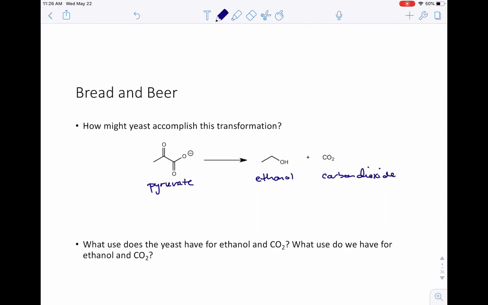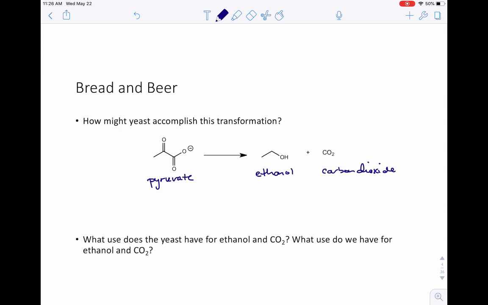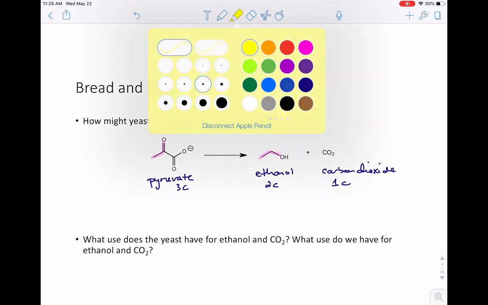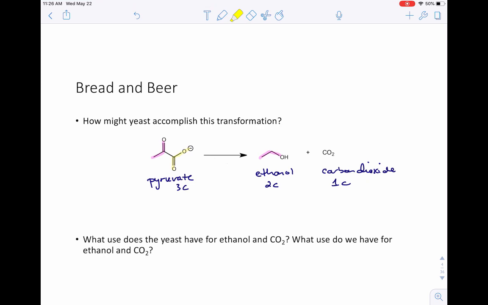So how do yeast accomplish this transformation? Well, let's take a look. You can see that pyruvate, which is made up of 3 carbons, is transformed into a 2-carbon and a 1-carbon piece. You would be correct in assuming that these atoms generate ethanol, and the remaining carbon generates CO2. It does look like this carbon-carbon bond is broken, so we're going to need to remove CO2.